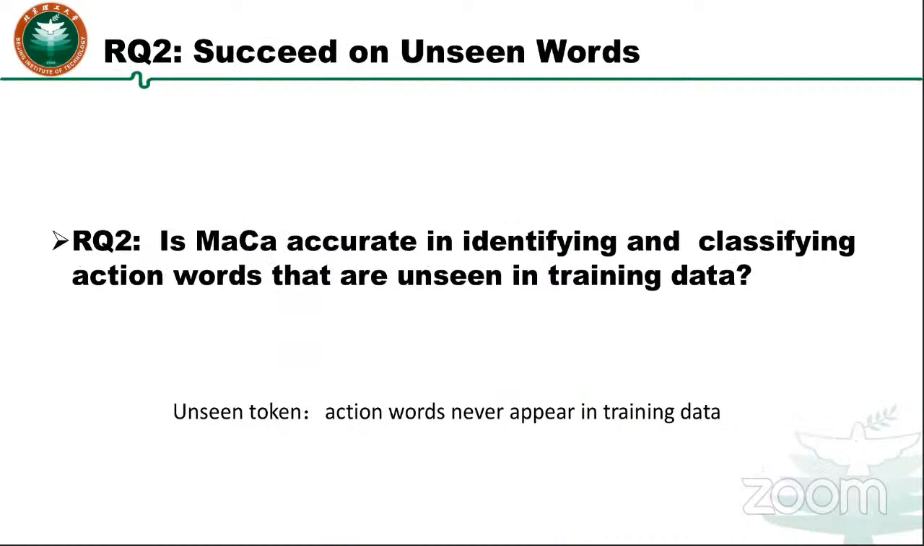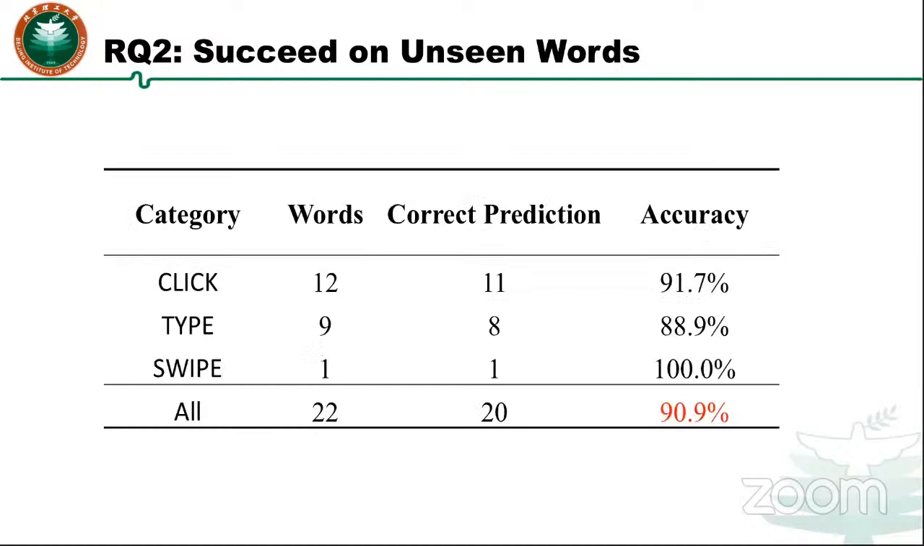The second research question: is Maca accurate in identifying and classifying action words that are unseen in training data? Unseen token means that action words never appear in training data. From new data, we identified the 20 rarest action words. 18 of them appeared once, whereas the other 2 appeared twice in new data. We removed them from the train set. Thus they were unseen words for Maca trained, then predict it as test data.